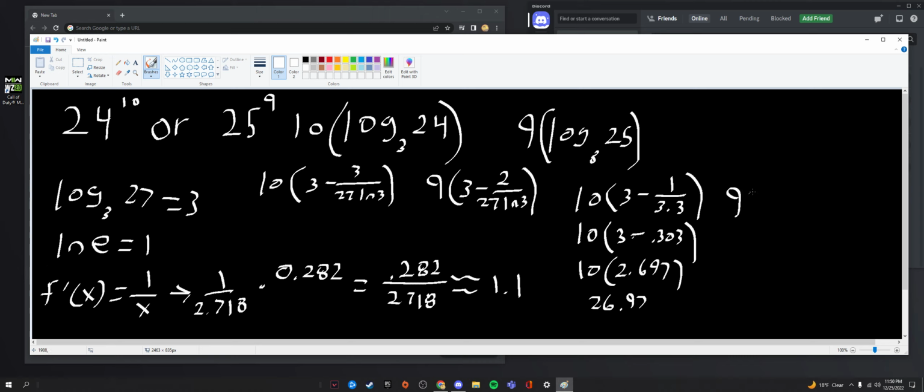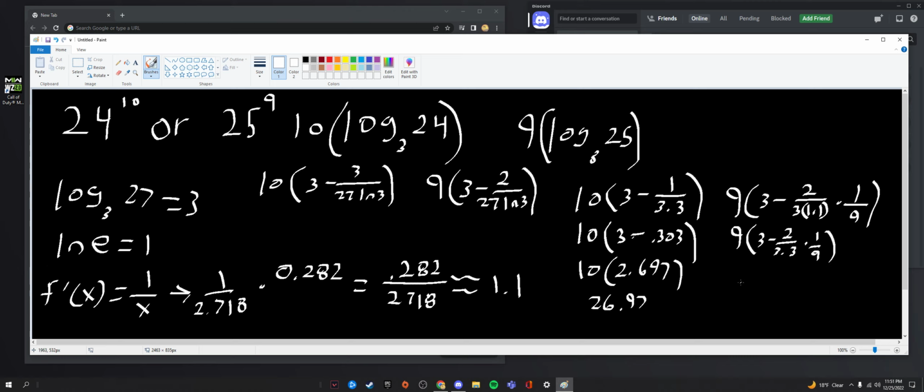So now we have 9 times, and then of course 3 minus, this time we can't really simplify this out. Well, I guess we could. Okay, so we have 3 minus 2 over 3.3. Just put this in parentheses. We're going to be multiplying this by 1/9 just to keep it the same. So now we have 9 times 3 minus 2 over 3.3 times 1/9.